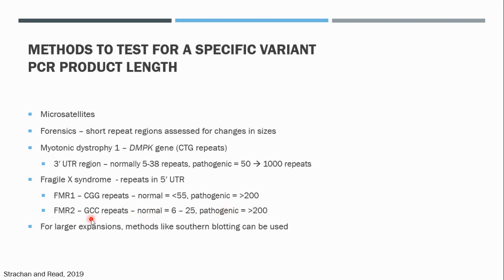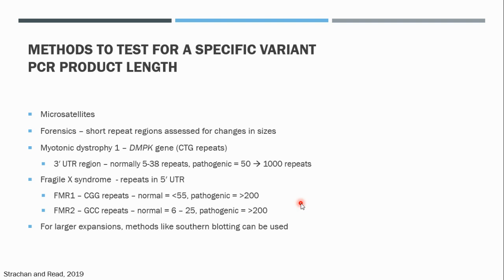Similarly, in the FMR2 gene, there are GCC repeats in the 5' untranslated region. Whereas a normal individual would have 6 to 25 repeats, a person with Fragile X syndrome could have more than 200 repeats of this trinucleotide. So PCR can be used to determine whether patients contain these expanded repeat regions.